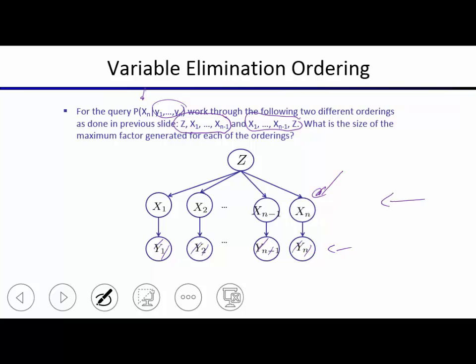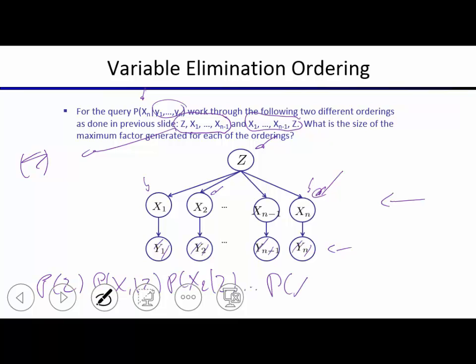When we eliminate z, we join together all factors that involve z. So which are the factors that involve z? Well, there is the distribution for z itself. Then any variable that's a child of z, its conditional distribution will involve z. So the table for x1 given z will be involved, the table for x2 given z, and so forth, all the way till xn given z. So the first step in this ordering would be a join of pz with x1 given z with x2 given z and so forth all the way till xn given z.